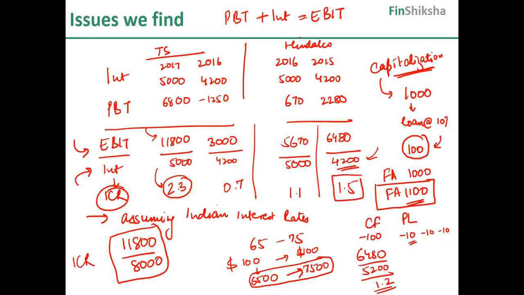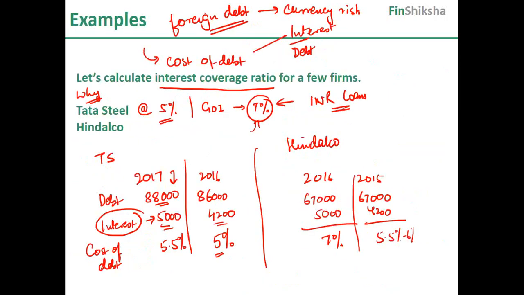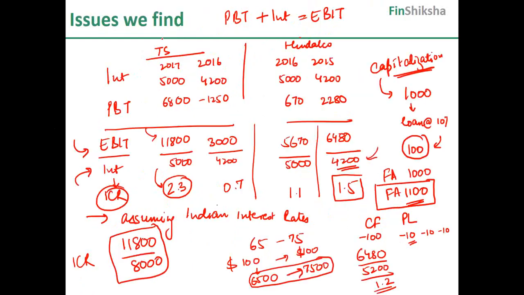That is the crux of the problem. All you needed to do is first ask, why is the cost of debt lower? If you ask that, then you know the possibilities. The first possibility is it's a foreign debt. The second possibility is it's capitalizing the debt, right? There could be other possibilities as well, but at this point we're looking at only these two, which tell you that there is a possibility that the interest gets underreported.